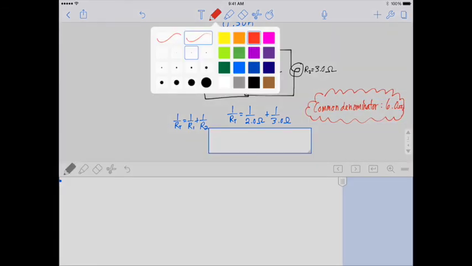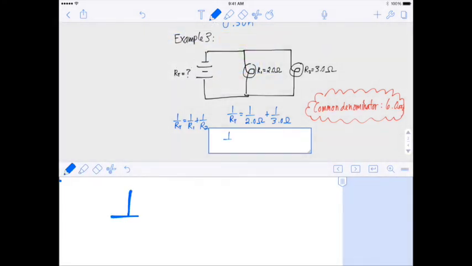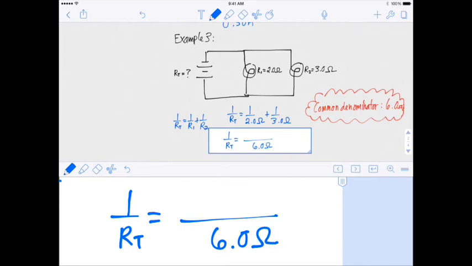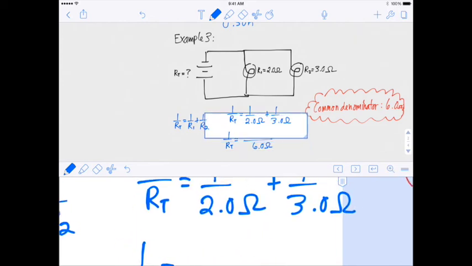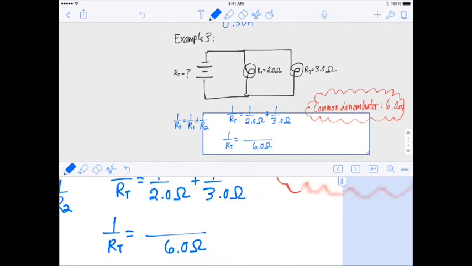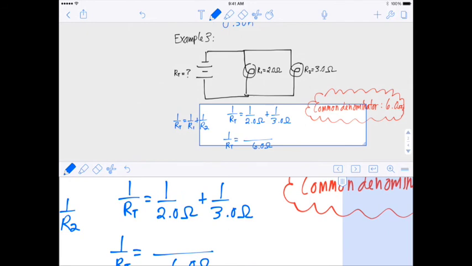So we'll try to solve this. 1 over RT is equal to, and we put in our common denominator, 6 ohms. So let's review how to add fractions. Well, the first fraction had a denominator of 2. What do we multiply 2 by to get 6? 3. So we'll multiply the numerator by 3.